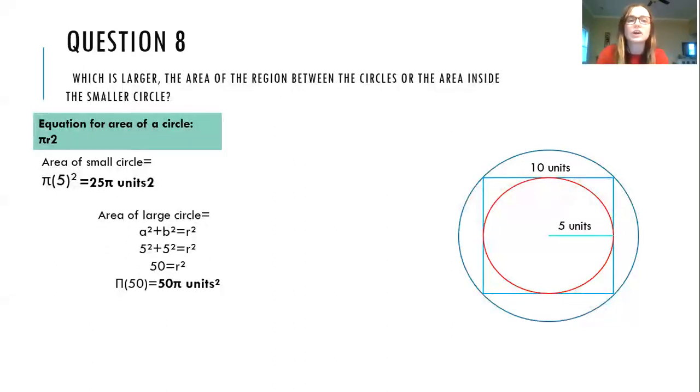Now the area of the larger circle, we have to do a squared plus b squared equals r squared.